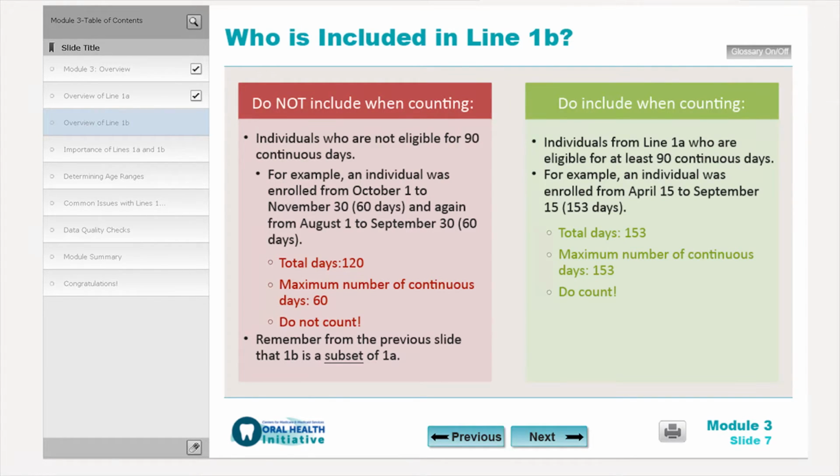Remember from the previous slide that 1B is a subset of 1A. So who do you include when counting for Line 1B? You would include individuals from Line 1A who are eligible for at least 90 continuous days. For example, an individual was enrolled from April 15th to September 15th, a total of 153 days. The total number of days this person was enrolled is 153 days. The maximum number of continuous days she was enrolled is 153. You would count this individual because this person was enrolled for at least 90 continuous days.